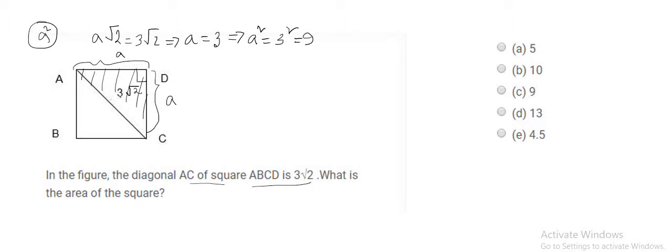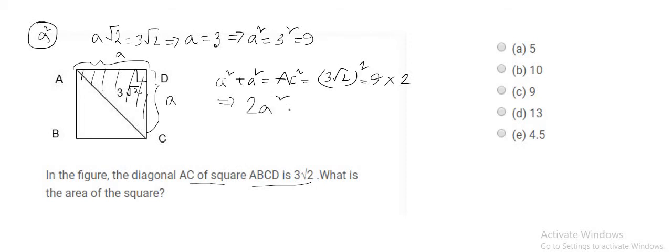So in this right angle triangle, if we apply the Pythagorean theorem, we can find that A square plus A square is AC square, which in this case is 3 root 2 whole square, 9 into 2. So we have 2A square equal to 9 into 2, or A square equal to 9. So by solving this problem in this way also, we can find the area of the square, which is 9.